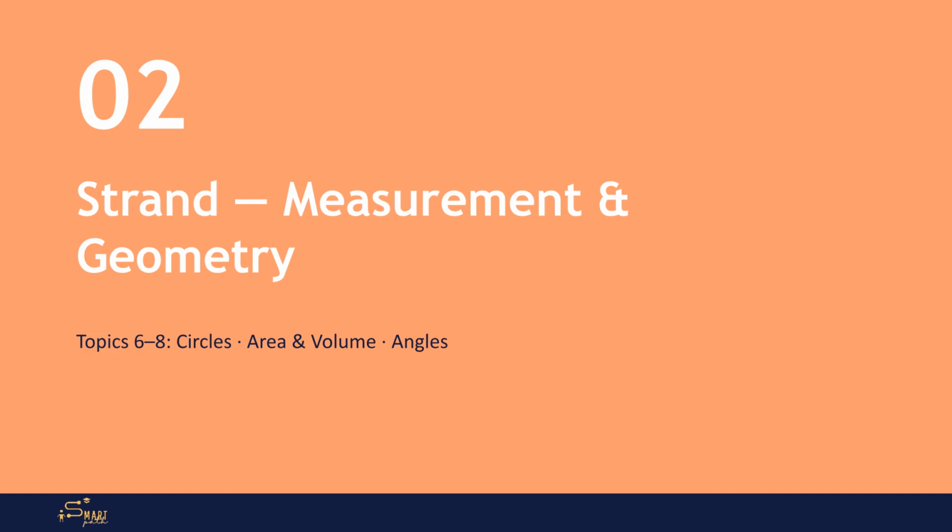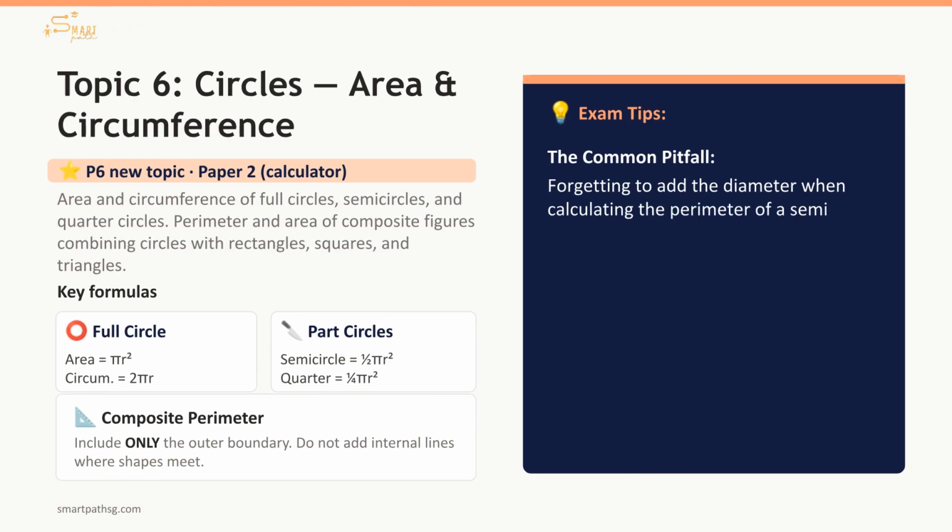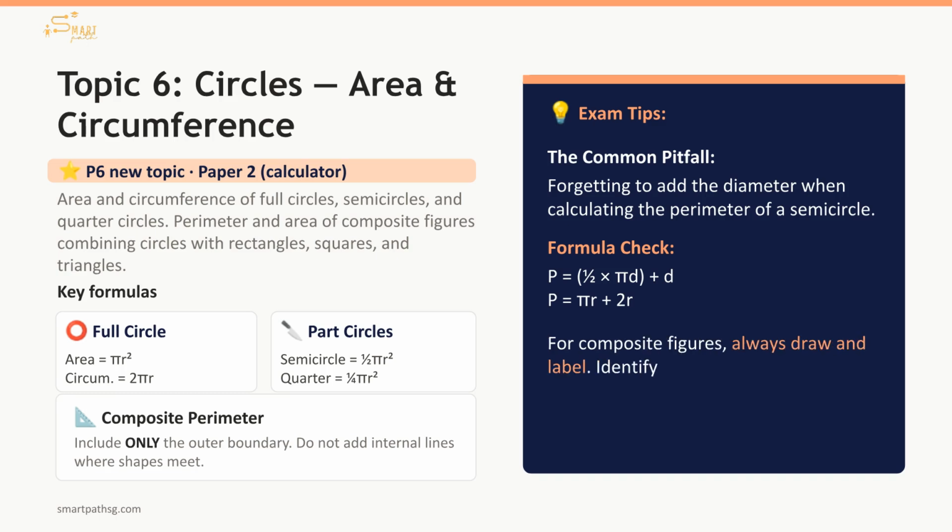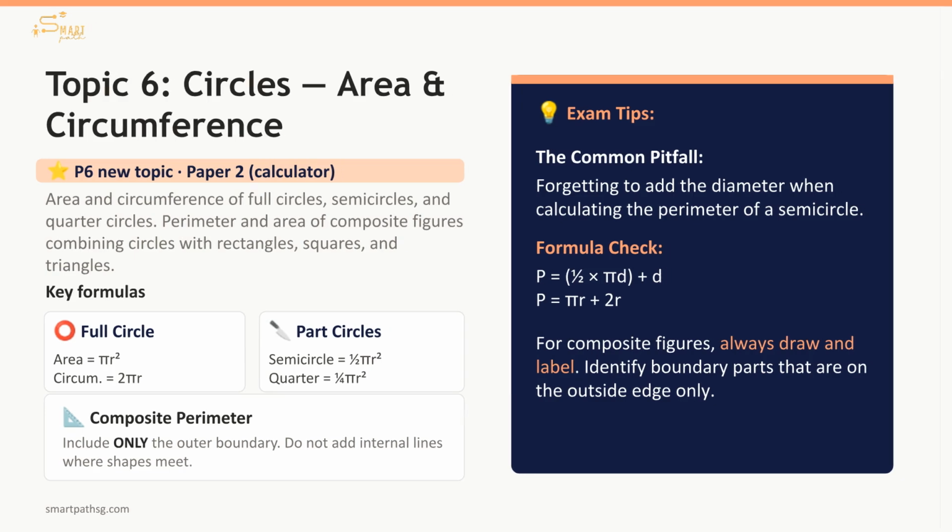Area and volume includes the new reverse volume skill. Circles is a new P6 topic, tested only in Paper 2. Common errors include forgetting to add the diameter for semicircle perimeter and incorrectly identifying the outer boundary of composite figures. Always sketch and label carefully.